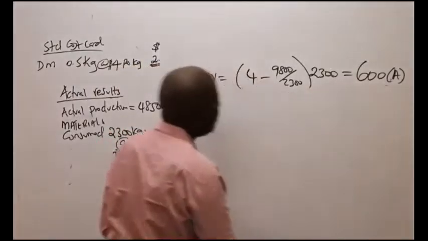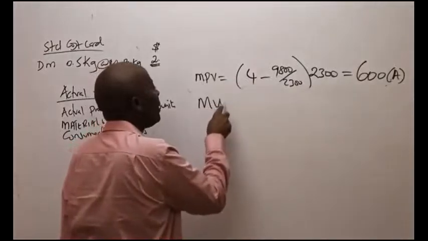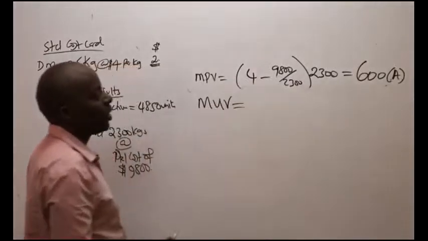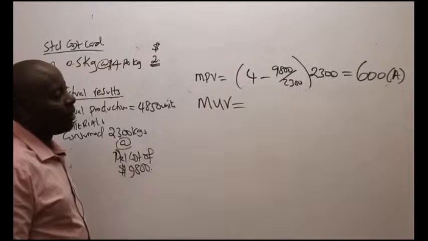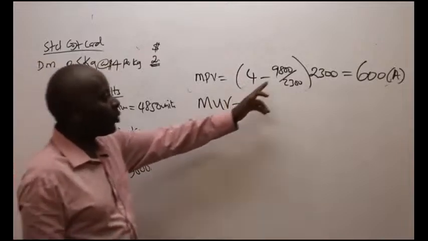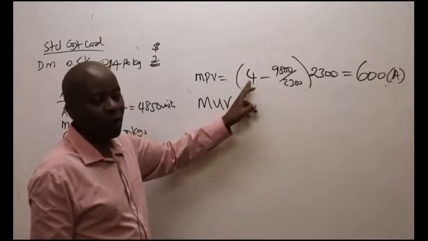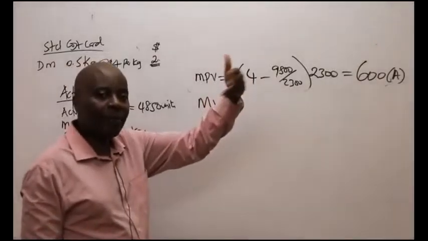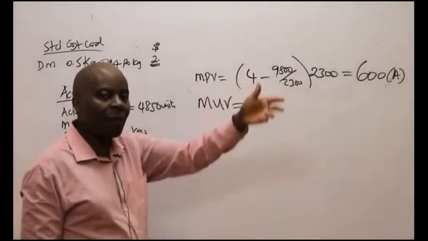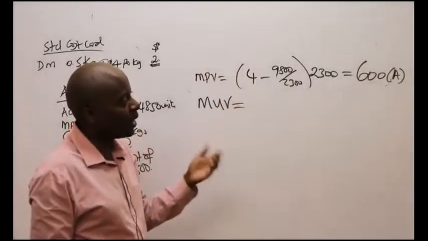Now, ladies and gentlemen, straight away go to the material usage variance. Remember, we are saying it's adverse because when you divided this, you must have gotten a figure which is more than 4, meaning that we actually ended up purchasing these materials at a higher price.